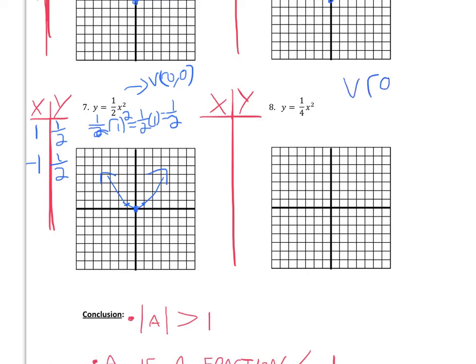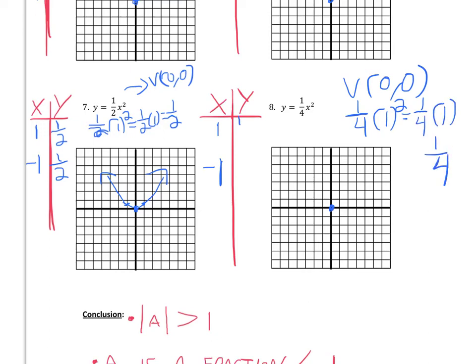Okay, let's do number 8. Same old story, vertex is 0, 0, because x is 0. So let's put that in. I'm going to plug in 1 and negative 1. And at this point, you probably know the pattern. If you plug in 1, you have 1/4 times 1 squared. 1 squared is 1, and 1/4 times 1 equals 1/4. So we get 1/4. Now if I only go up 1/4, I barely go up. So like this is 1, 1/4 is barely above the x-axis. It's like right about there. And I'm going to get the same thing. Negative 1 is going to give me 1/4. So this even gets wider.